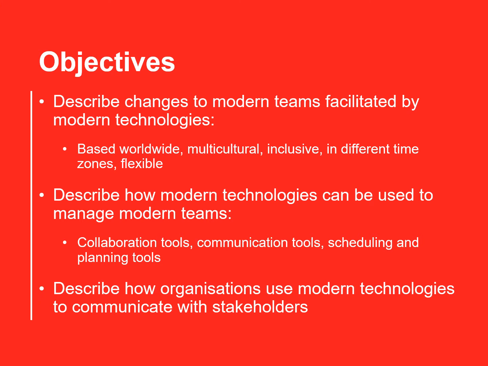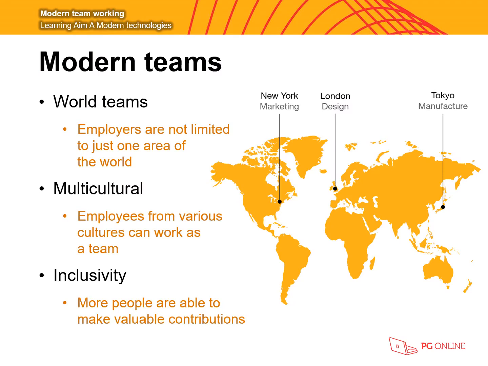And then finally, we're going to look at describing how organisations use the modern technologies to communicate with their stakeholders. When we mention the word stakeholders, this is a person with an interest in the business, and this can range from an employee, a customer, the managers, the local suppliers, but also the local community of people living around that office or building. The main topic for today is modern teams.